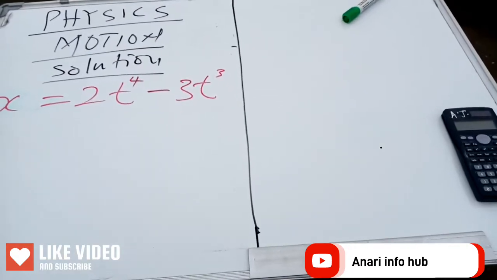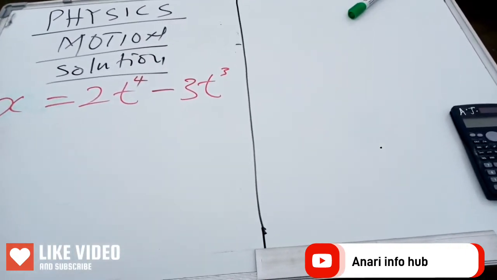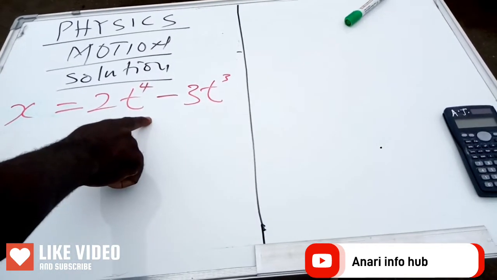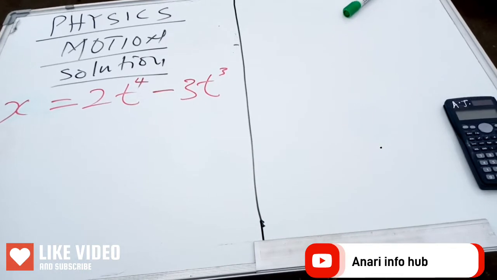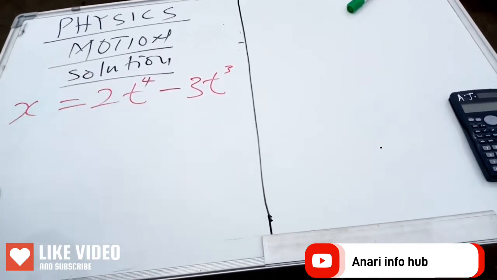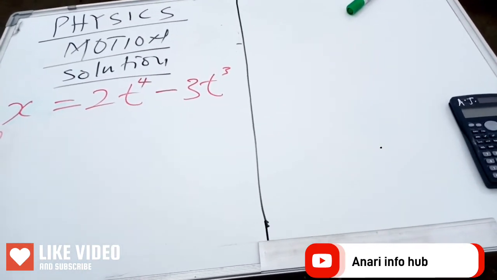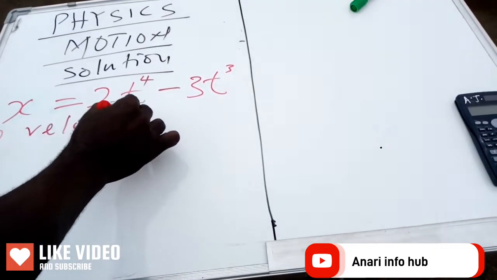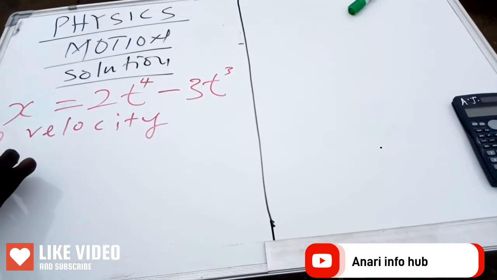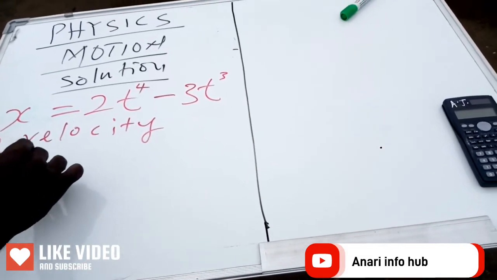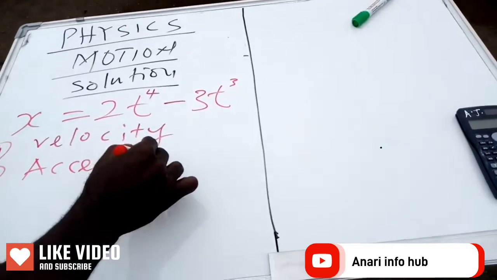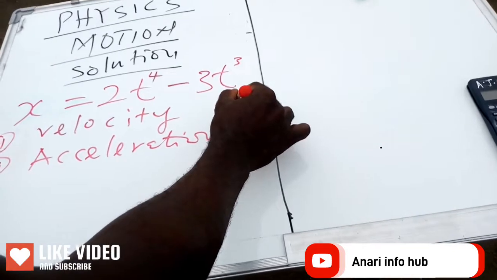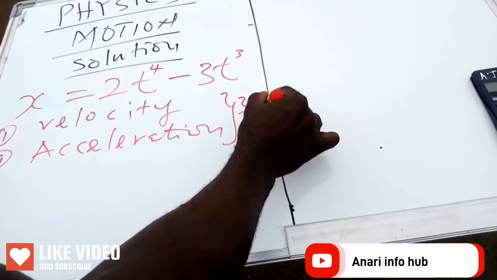Viewers, let's solve the question together. We are given the distance x, and we are asked to find the velocity first, and then second, the acceleration. All of these we have to find after 3 seconds.